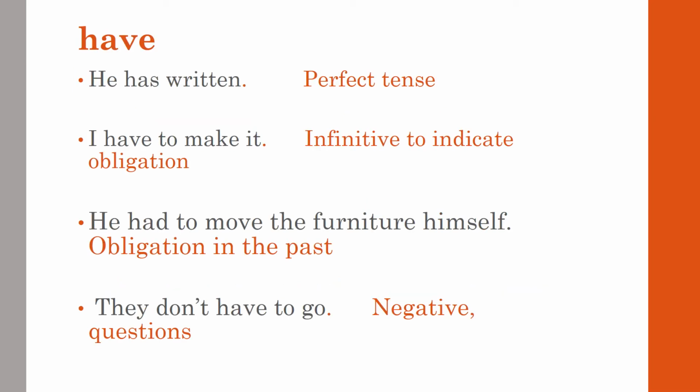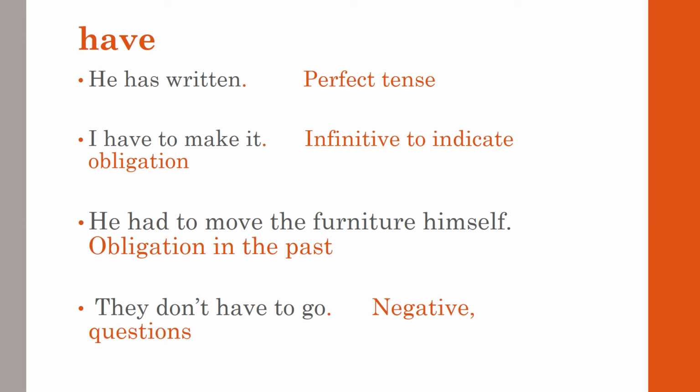Now we talk about the auxiliary verb have. We all know that in perfect tenses we use has, have, had. The first is: he has written. This is the perfect tense. I have to make it. This sentence clearly shows the indication of obligation. I have to make it.